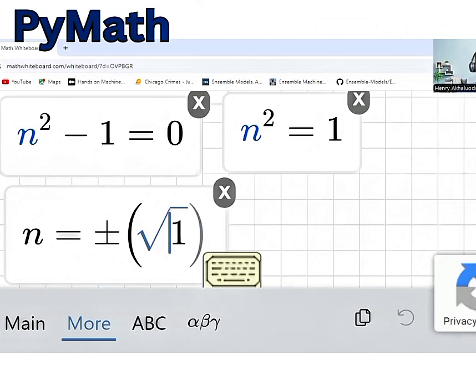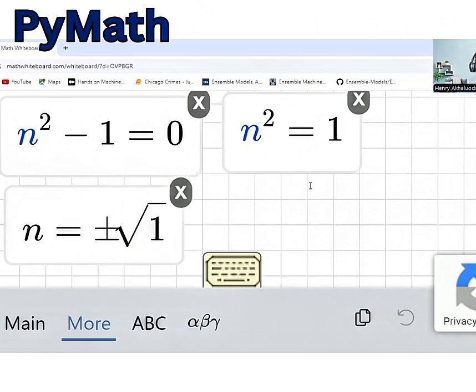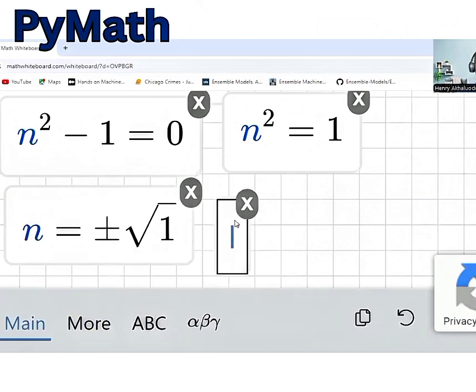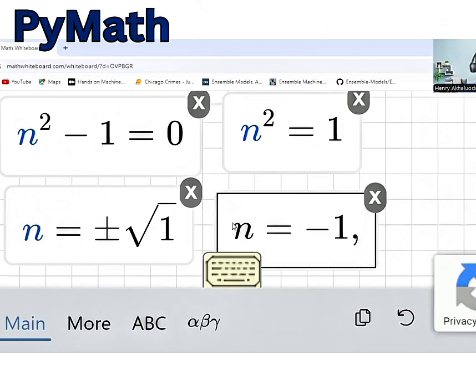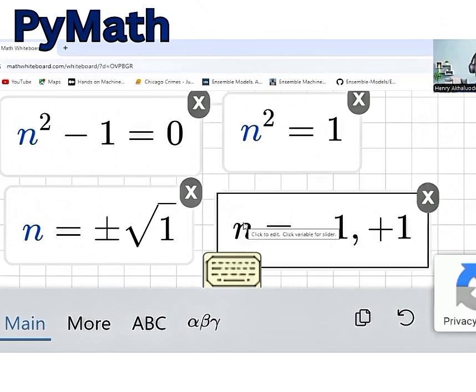So we have this as we want it to be. So that becomes plus or minus the square root of 1. If you take the square root of 1, it returns 1. So our n will be equal to minus 1, so we have minus 1 as one of the solutions. Then n is also plus 1. So we have two solutions here for n, minus 1 and plus 1.